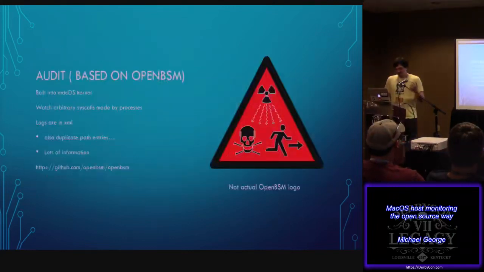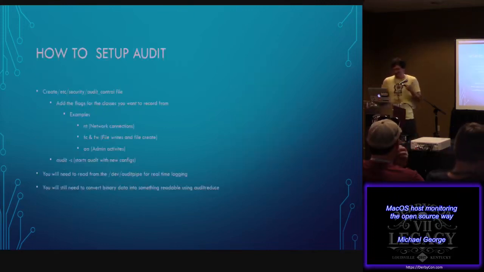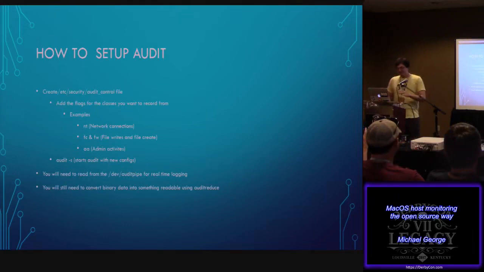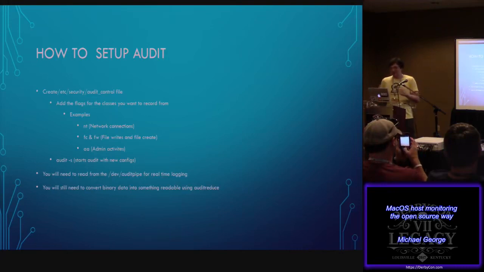Yeah, the picture is because it's kind of a pain. Trust me, this isn't as easy as I would like it to be. But for everyone that's here, modify the audit_control file in /etc/security and change the flags to what you would like to monitor for. Some examples I included in here are NT, FC, FW, and AA.